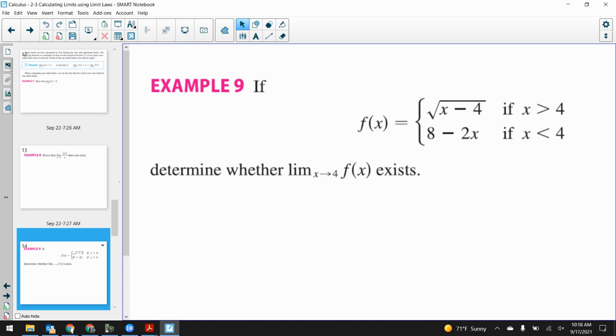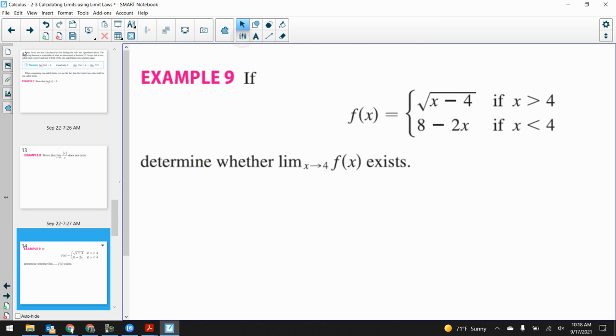First thing we can say about this, let me ask you guys: what is f of 4? It is undefined. It doesn't exist, because there is no "or equal to" over here. So f of 4 is not defined within our piecewise. But again, we are not concerned about what is happening at that point, but rather what is happening around that point.